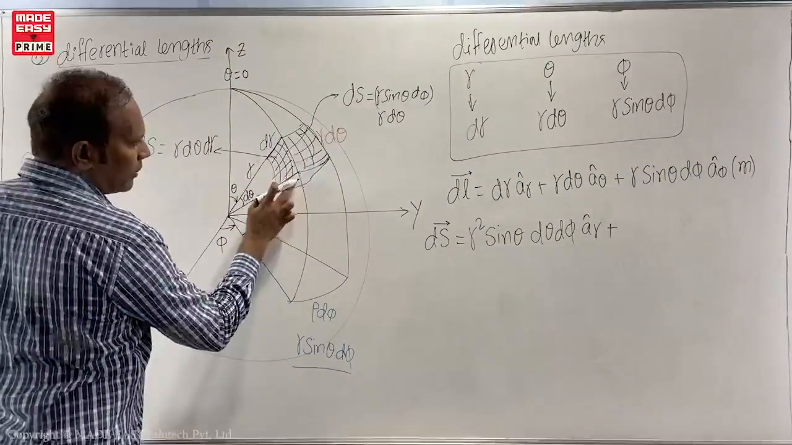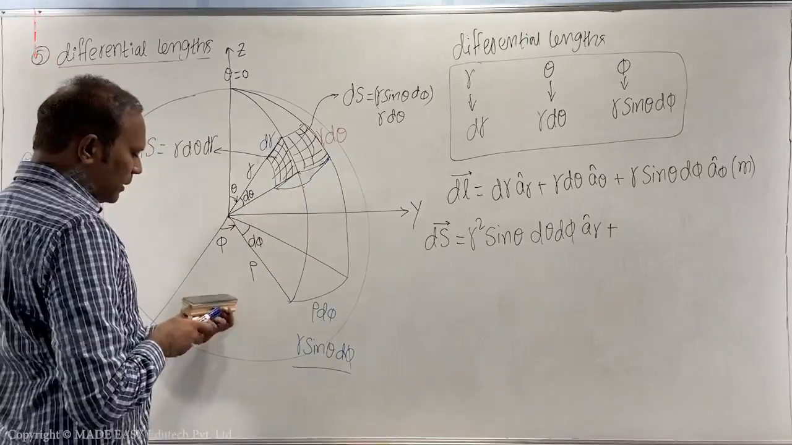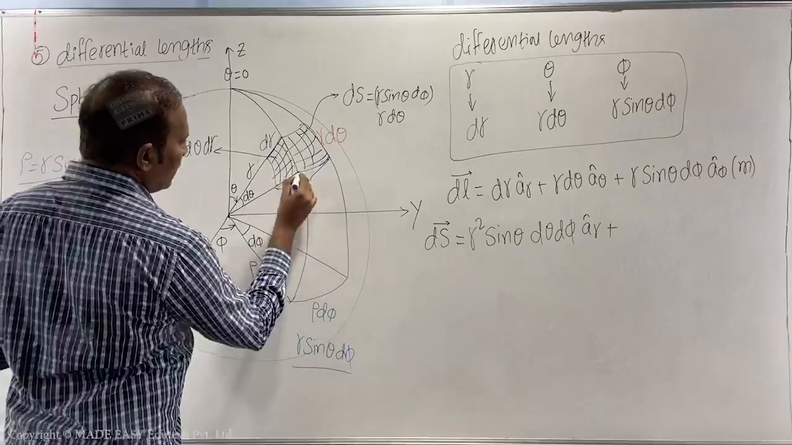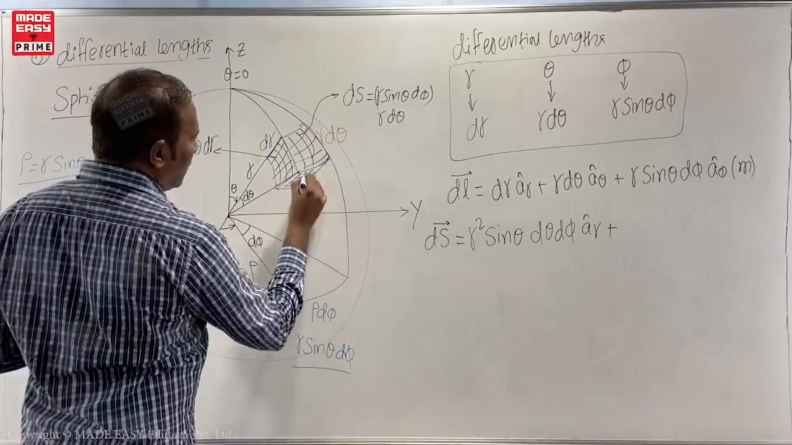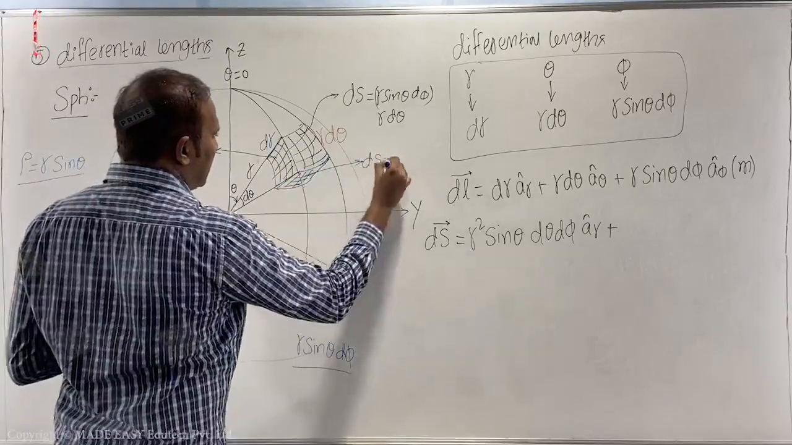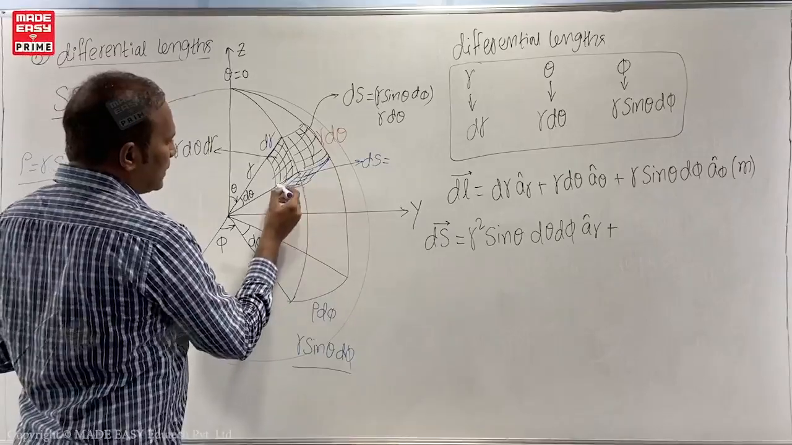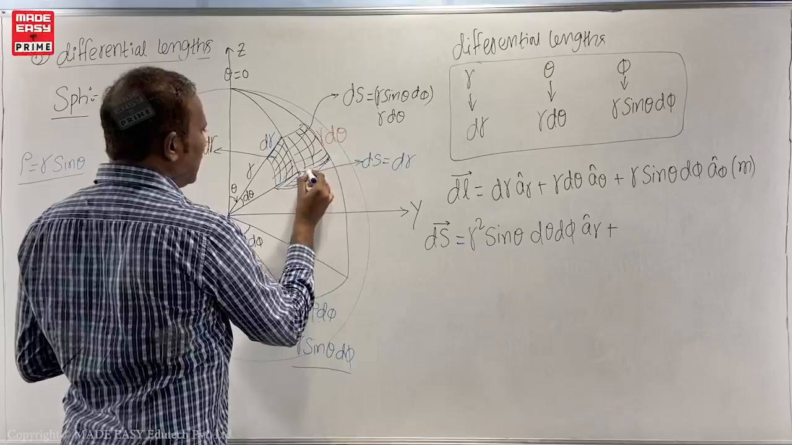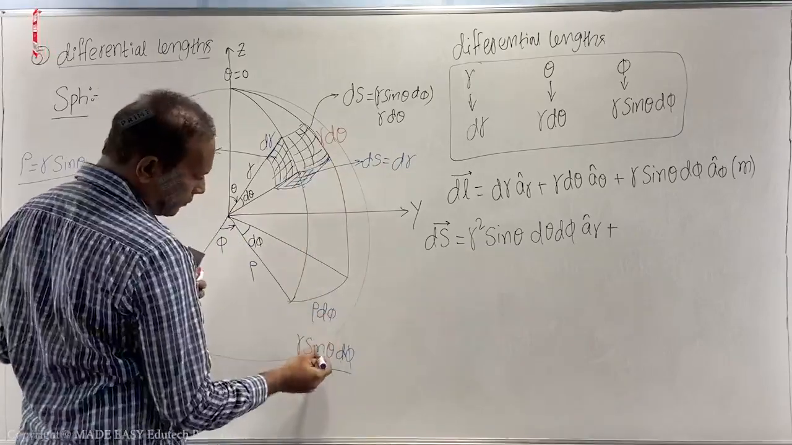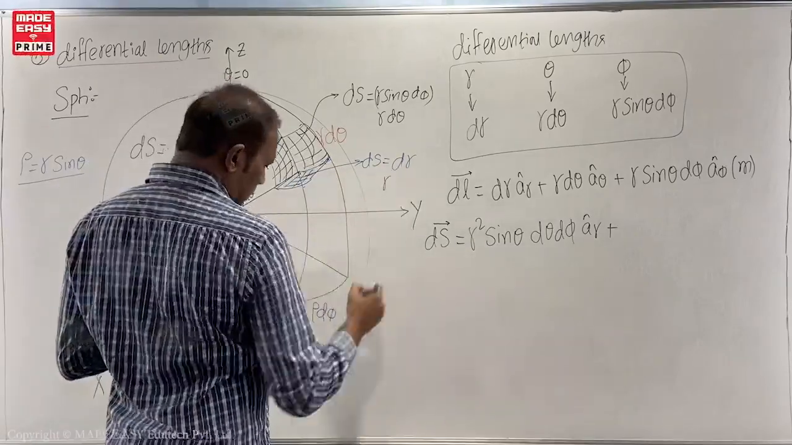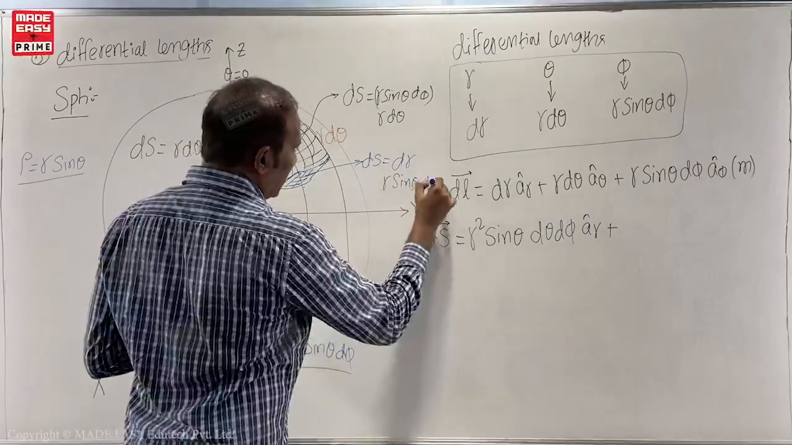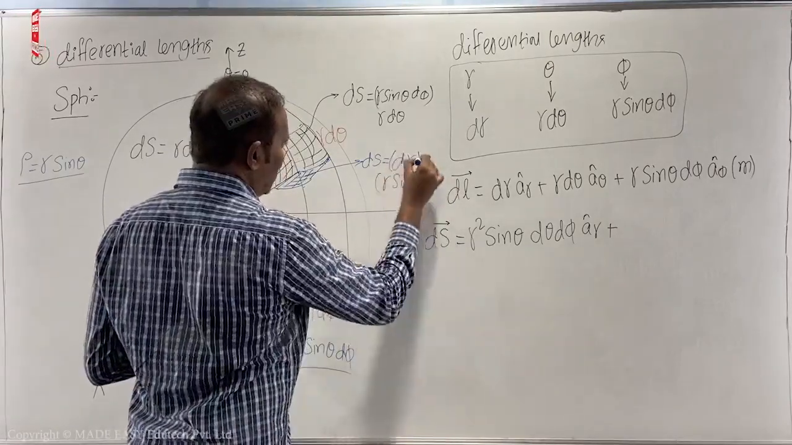This one I am writing for this one, so I will use different ink for that. So this surface, this one. For that one, let us write dS. So dS is equal to, this is dr, and this circle line is r sin theta d phi. It is the multiplication factor actually.